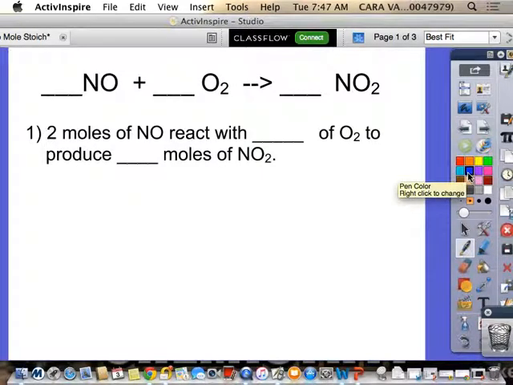We see that we have one nitrogen on the left and one on the right, so we're going to leave that alone. But over here we see we have two oxygens, and then of course you have three oxygens on the reactant side of the problem. So let's go ahead and try to get that to a nice even number.